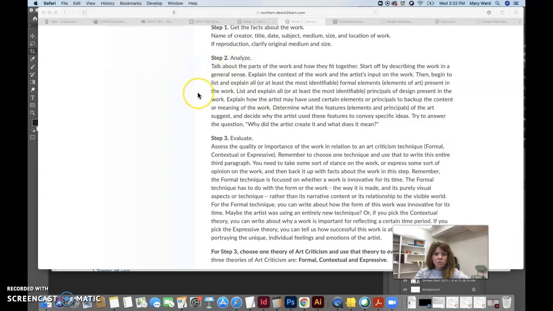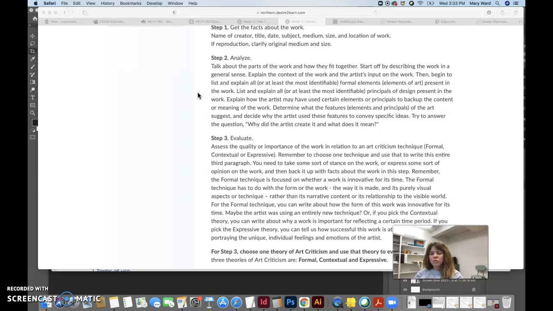Analyzing, talk about the parts of the work and how they fit together. Start off by describing the work in a general sense, like, hey, this is a painting of a dog with a cat next to it, and there's a blue sky and a landscape in the background, something general. But then start going into explaining the context of the work and the artist's input on the work.